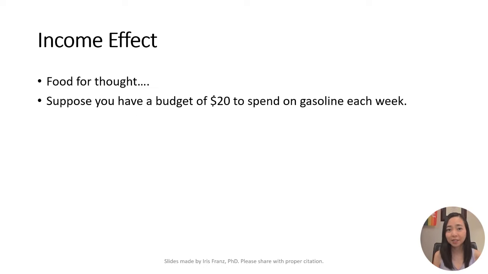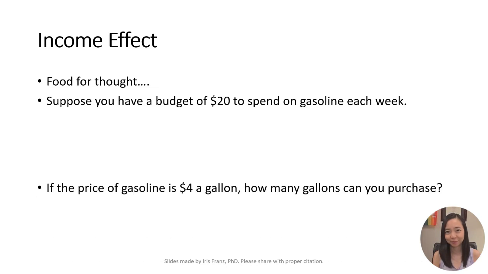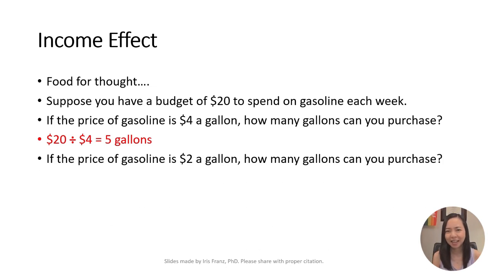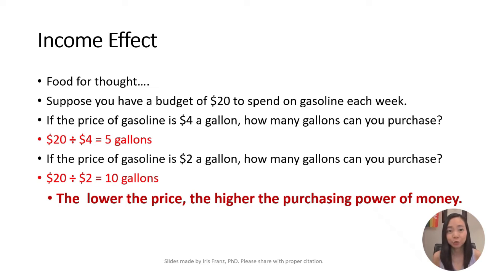Let's say you have a weekly budget of $20 for gasoline. If gas costs $4 per gallon, how many gallons can you afford to purchase? $20 divided by $4 per gallon gives you 5 gallons. Now, imagine the price drops to $2 per gallon. Suddenly, your $20 stretches further, allowing you to buy 10 gallons. This example illustrates the income effect. As prices fall, the purchasing power of your money increases, meaning you can afford more.